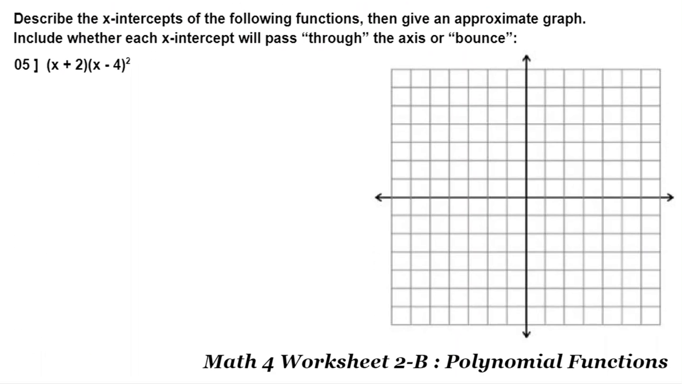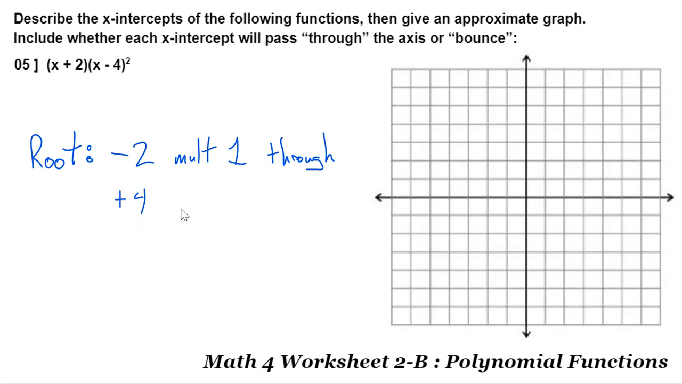Now, we need to describe the x-intercepts, give an appropriate graph, and include whether each intercept will pass through the axis or bounce. All right, so let's just do what we did in the notes, because your x-intercept is basically the roots. You're going to have a root at -2 with a multiplicity of 1, which means that it will pass through. And then you're going to have a root of +4 with a multiplicity of 2, which means that it will bounce.